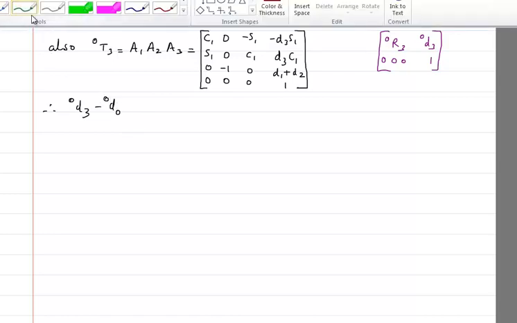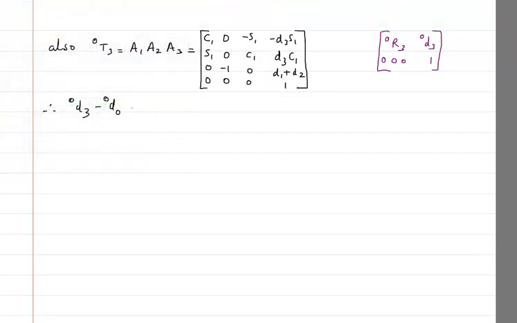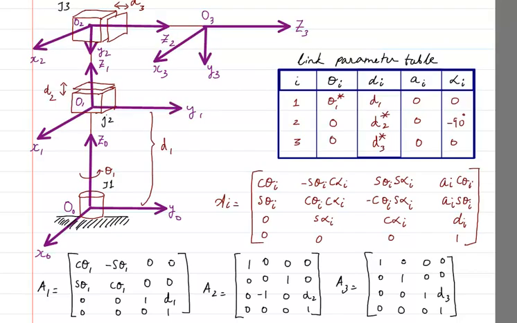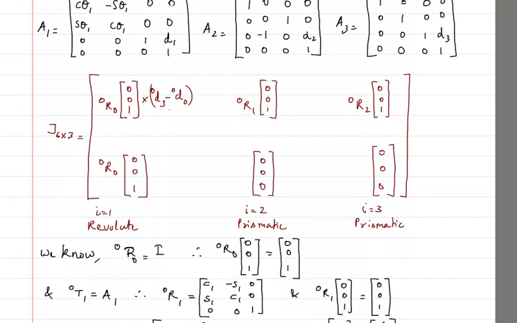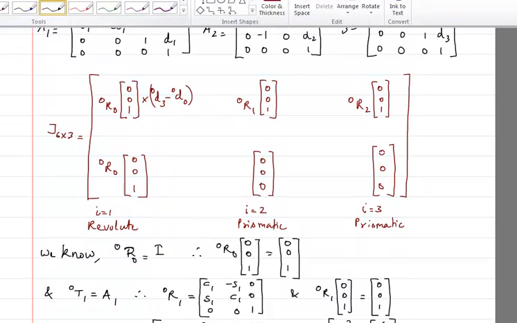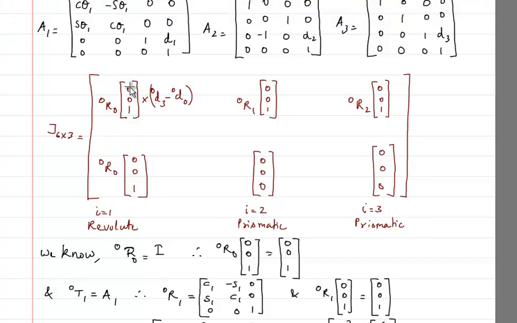So this is going to be directly, I can write the answer here. Taking it, I will get basically minus d3 c1, d3 c1 and d1 plus d2. That is going to be my 0 d3 minus 0 d0. Now I have to take the cross product with 0 r0 into 0 0 1, which I have found out here as 0 0 1.